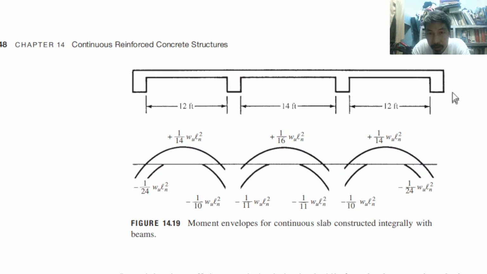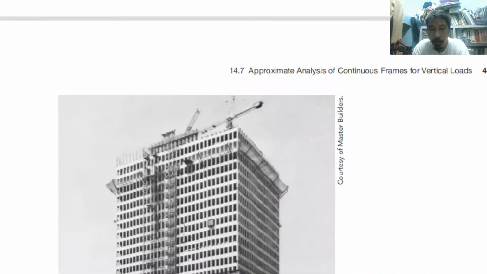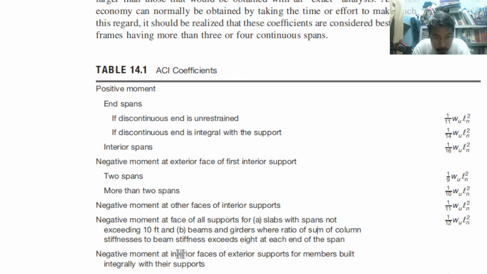So this is the exterior support. This is the interior face. Take note, interior face of the exterior support, that is 1 over 24, where the support is a spandrel or girder. If the support is a column, 1 over 16.